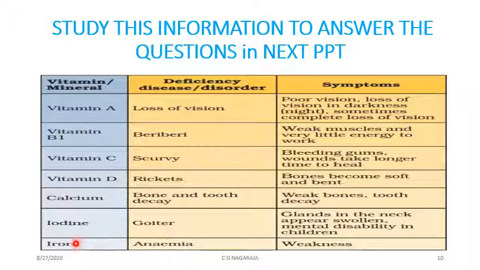Iron is another important mineral present in most of the green vegetables we take. Especially spinach contains plenty of iron. If iron is deficient, we get anemia. Anemia is a bloodlessness condition. It makes us become weak.